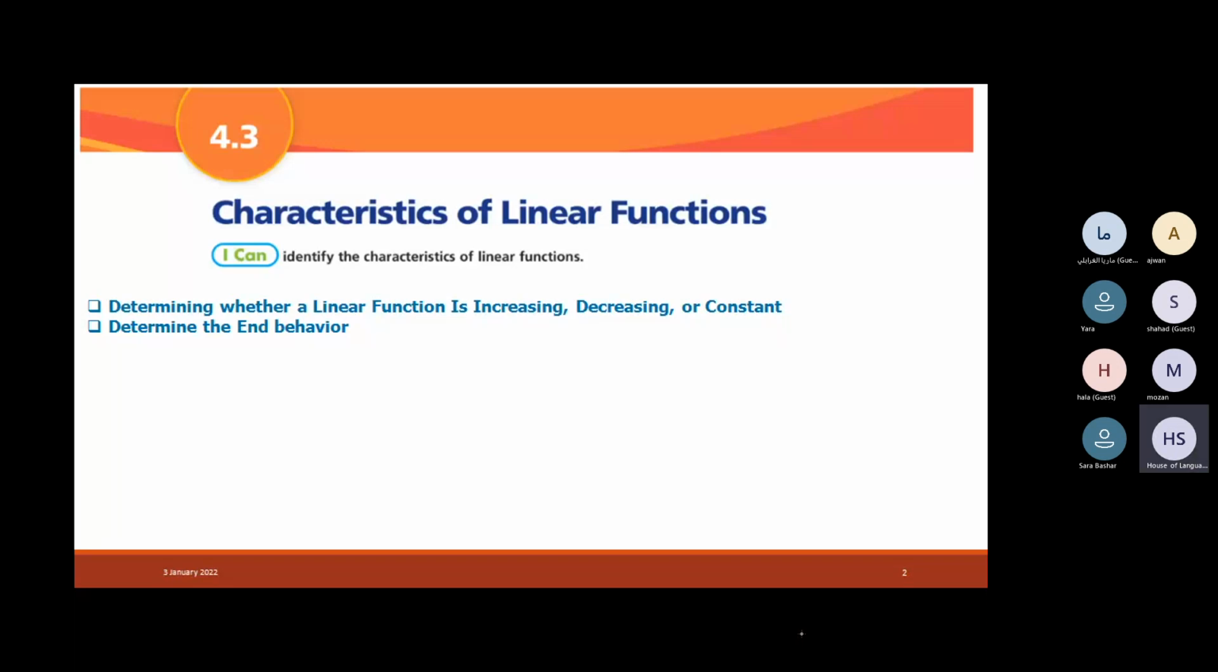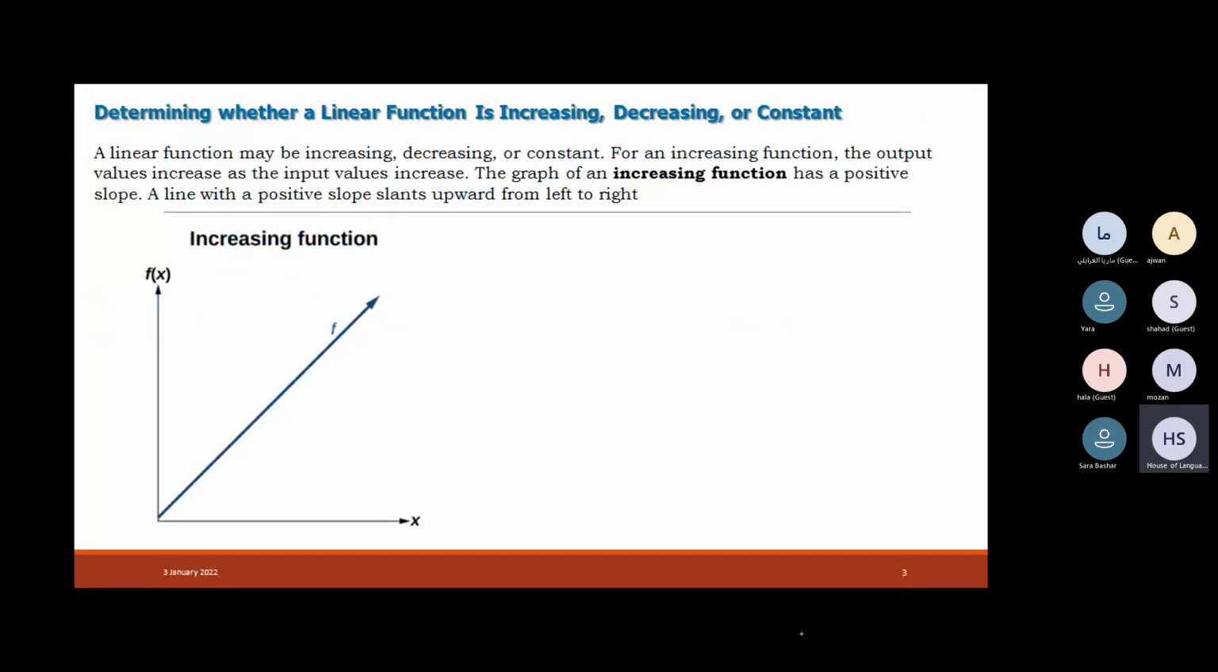These are the characteristics of the linear functions. Today, we will see how do I know if the linear function is increasing, decreasing, or constant. We're going to determine if it is increasing, decreasing, or constant from the graph or from the function. The first characteristic: if I want to determine whether a linear function is increasing, decreasing, or constant.